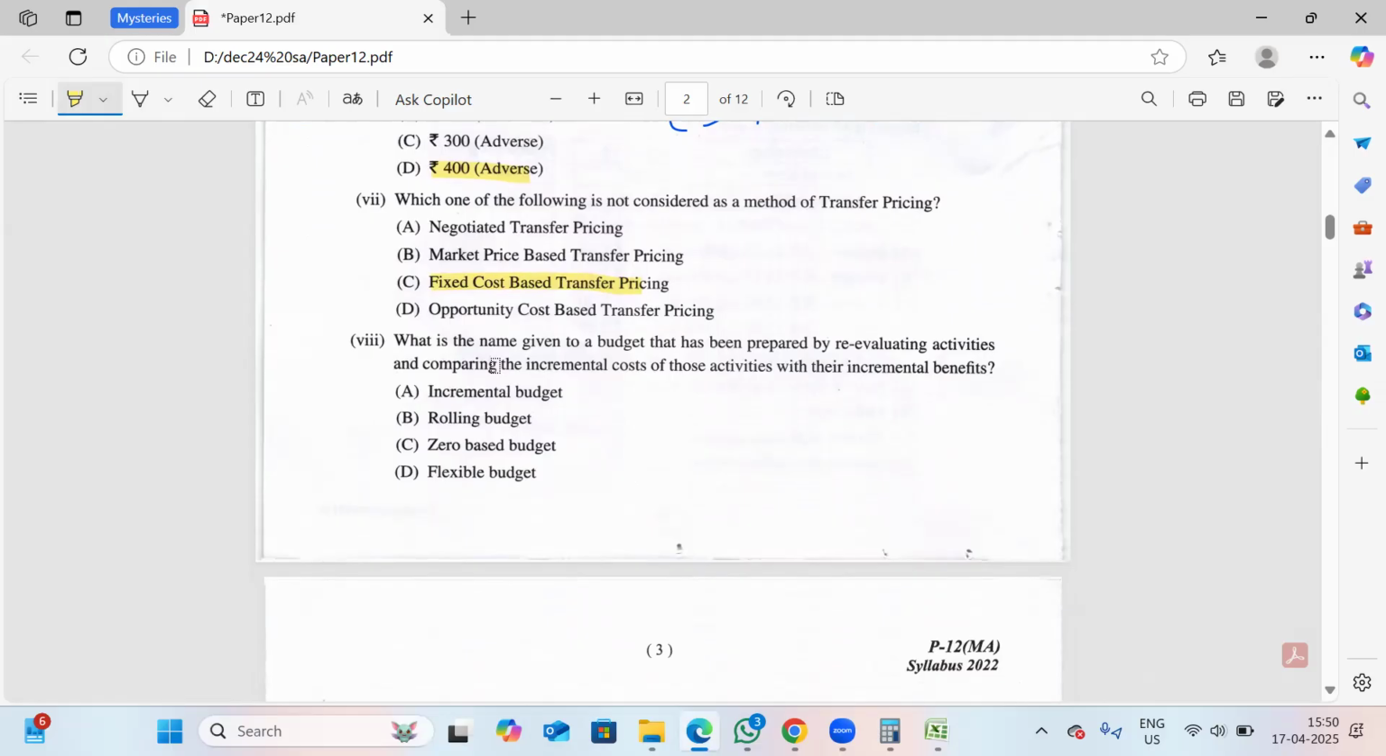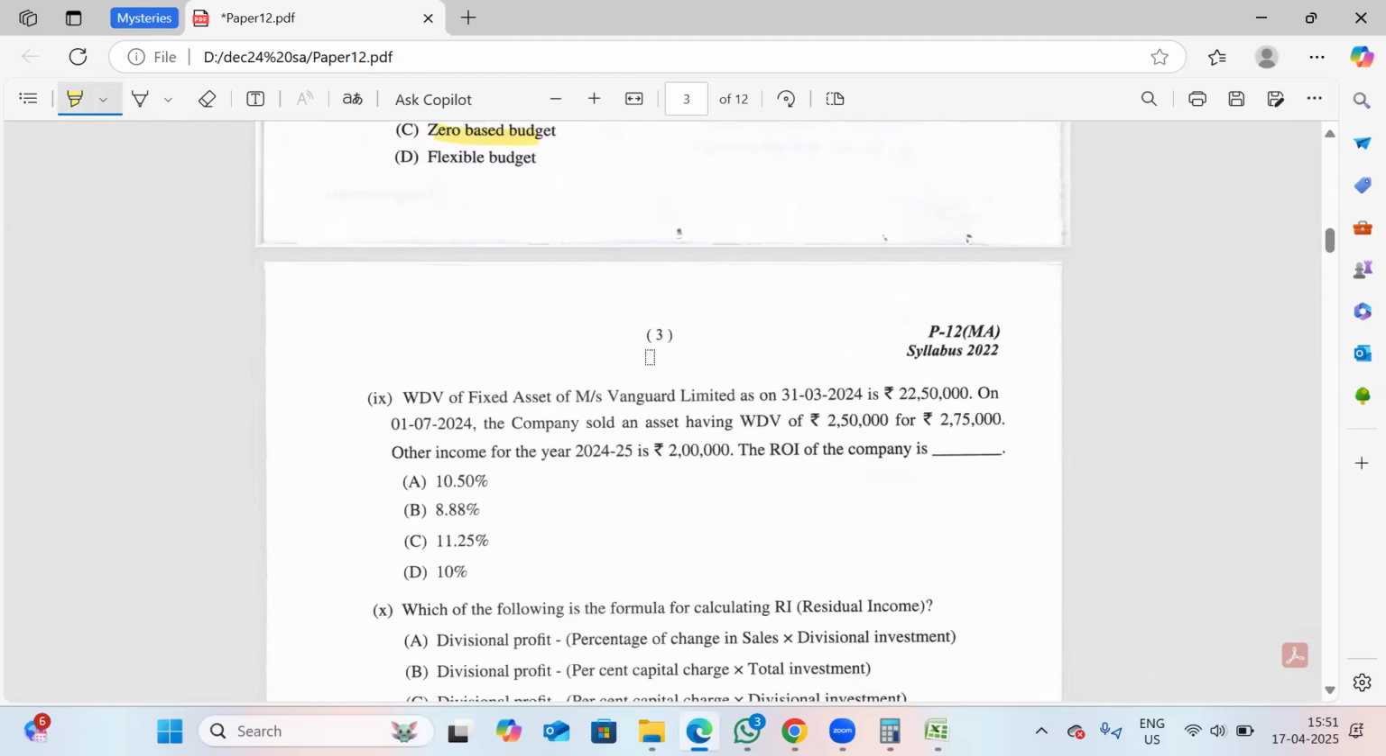Let's move on to the next question. What is the name given to a budget that has been prepared by re-evaluating activities and comparing the incremental cost of those activities with their incremental benefits? So the budget prepared for re-evaluating using incremental cost and incremental benefits is zero-based budget. The concept of zero-based budget itself is that we are preparing from scratch. So we are analyzing what the incremental benefits and incremental cost are. So option C is the right answer.